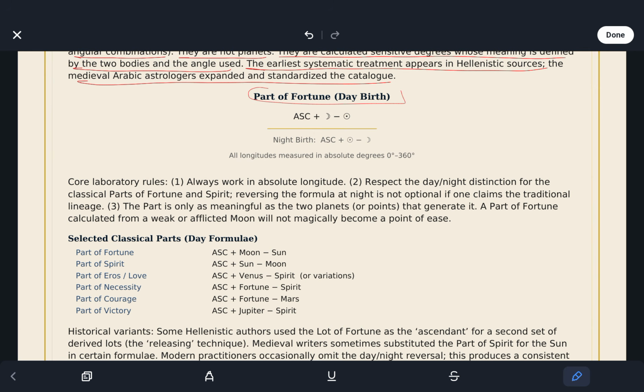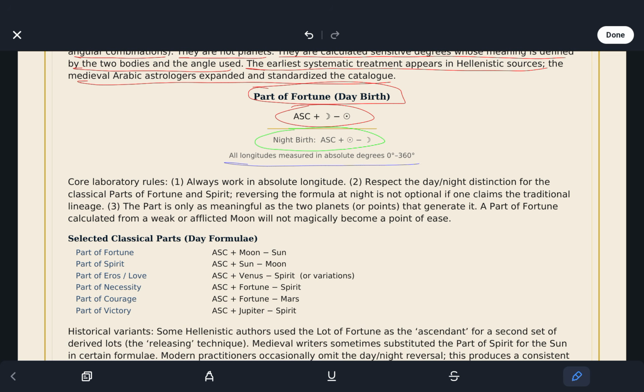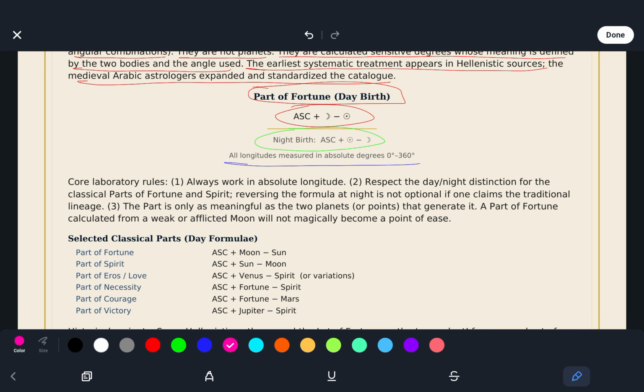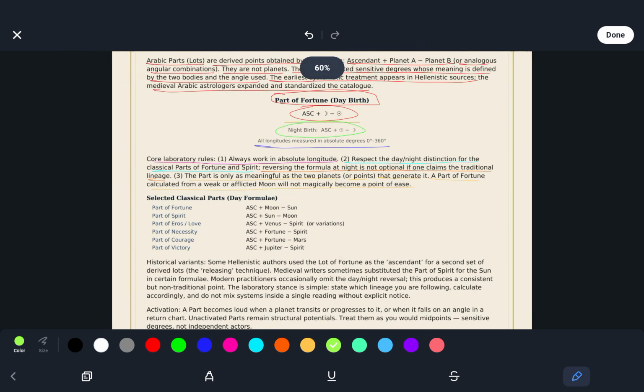So we see the part of fortune for day birth versus night birth, and all longitudes measured in absolute degrees. Core laboratory rules: always work in absolute longitude. Respect the day-night distinction for the classical POF and POS, so parts of fortune and parts of spirit. Reversing the formula at night is not optional if one claims the traditional lineage. The part is only as meaningful as the 2 planets or points that generate it. A part of fortune calculated from a weak or afflicted moon will not magically become a point of ease.